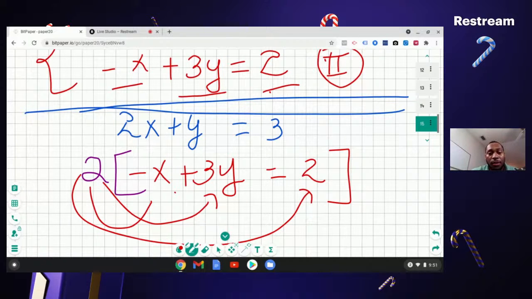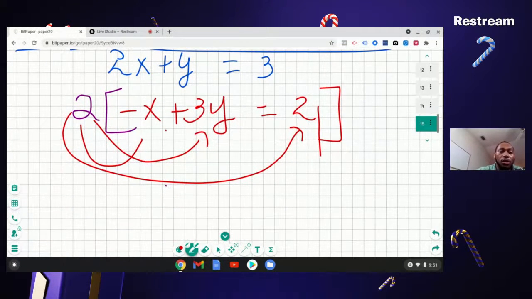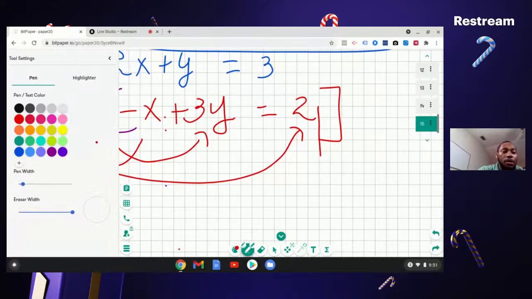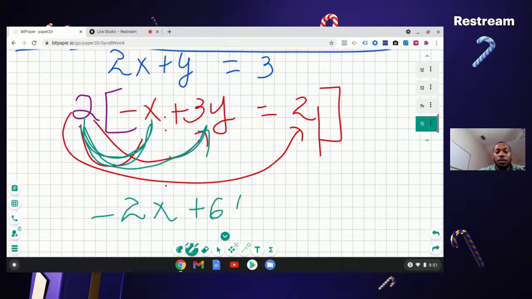So how do we do this? What is 2 times negative x? I'm going to put a different color for this so you really understand it. 2 times negative x gives me negative 2x. And then 2 times 3y is plus 6y, right? And then 2 times 2 is 4, is equal to 4.